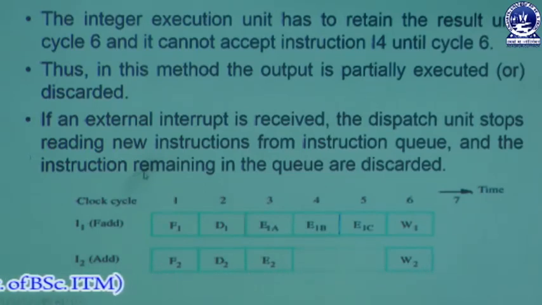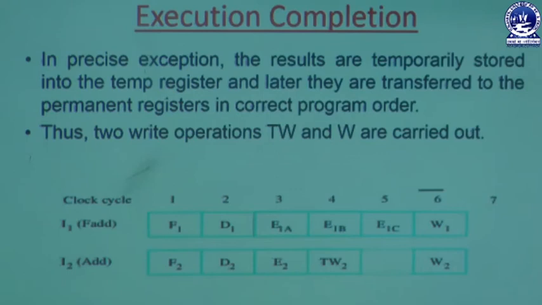If an external interrupt is received, the dispatch unit stops reading new instructions from the instruction queue, and then the instructions remaining in the queue are discarded. When we call the execution completion, in precise exceptions, the results are temporarily stored in a temporary register, and later they are transferred to the permanent register in correct program order. So, in precise exceptions, the results which are partially executed or discarded are temporarily stored in a temporary register, and later they are transferred to be executed in the correct program order.